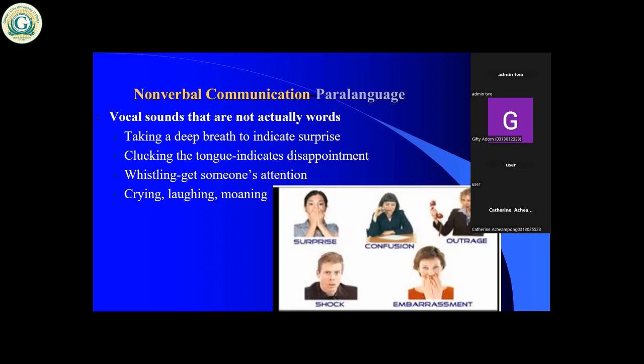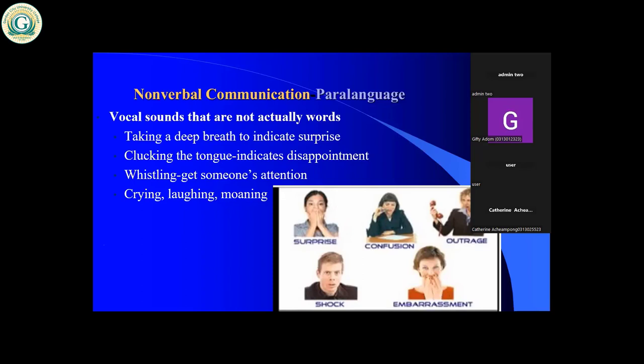Sometimes even if you are talking on the telephone, you can hear shock, embarrassment. So these are all things. Whistling, getting someone's attention. These are sounds that are not actually words, but we can understand the meaning when somebody makes a sound. You can understand what it means. This is paralanguage.